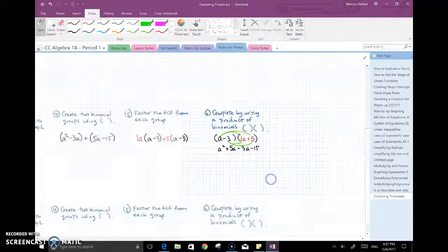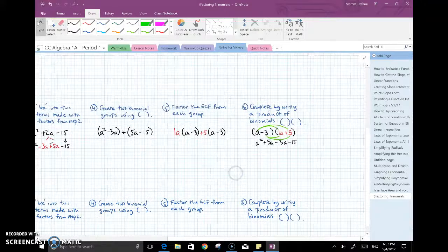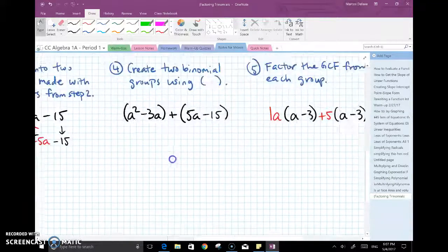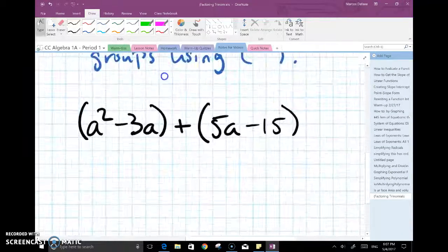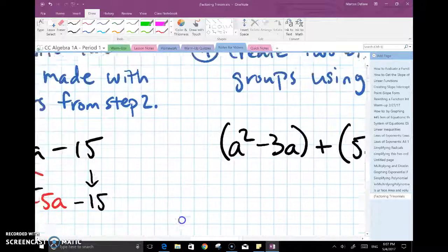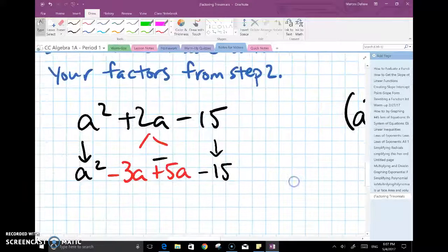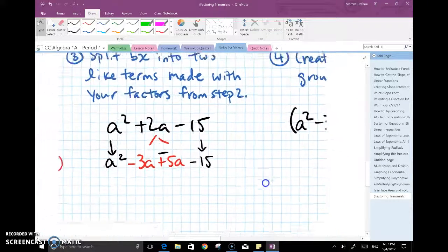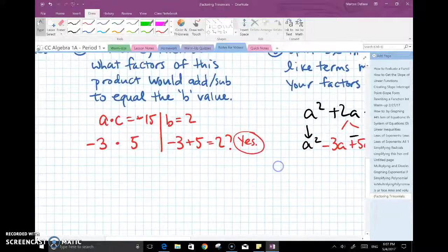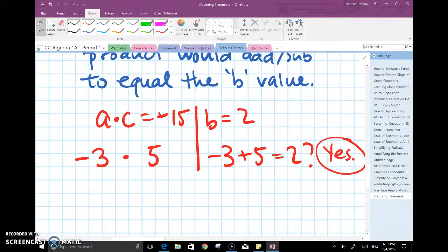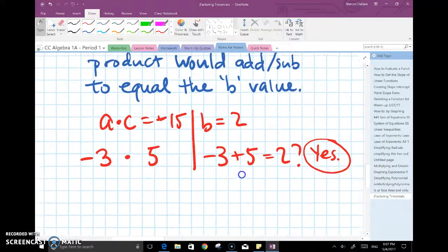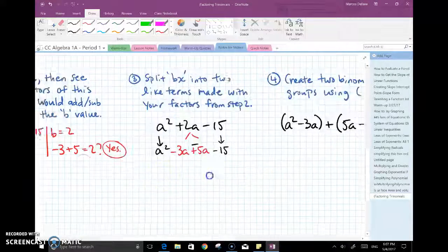As you can see, I have my 5a and I have my negative 3a. And if you look back over here, 5a and negative 3a, there it is. From step 4, 5a and negative 3a from step 3, when we first split that 2a. And the 5 and negative 3 themselves come from factors of negative 15, and that was in step 2. Okay, so everything does connect.